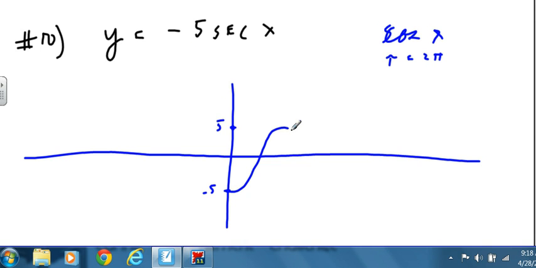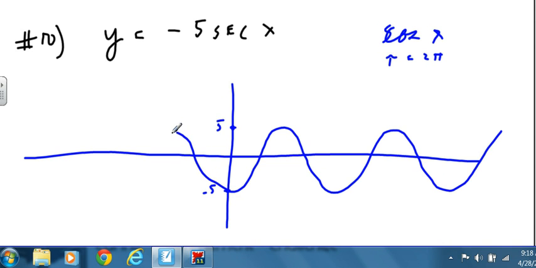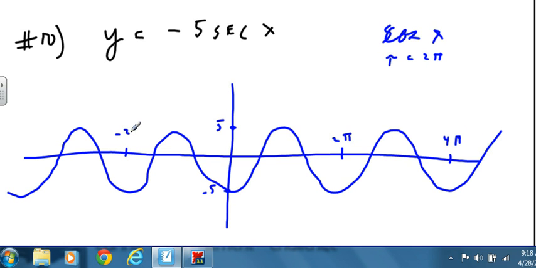Going to go down, going to go up, going to go down, going to go up, go down, going to go up. And it's going to do the same thing on the other side. Up, down, up, down. Okay, so there's my cosine function, and it's going to repeat itself every 2 pi. So there's 2 pi and there's 4 pi, and on this side I've got minus 2 pi and minus 4 pi.